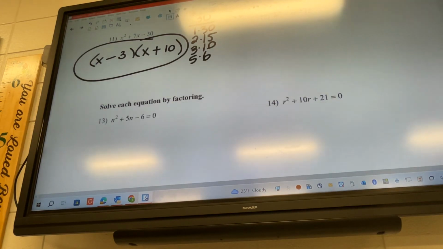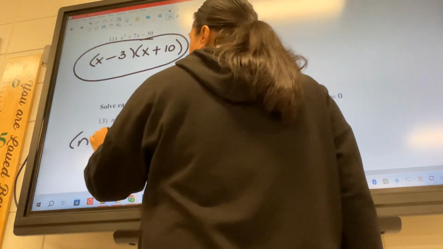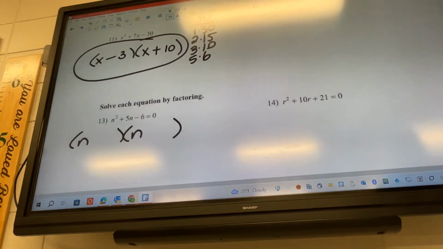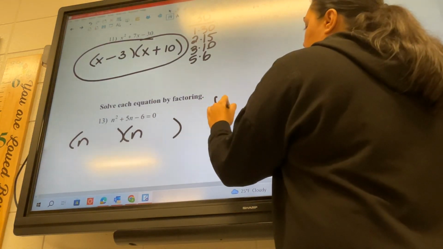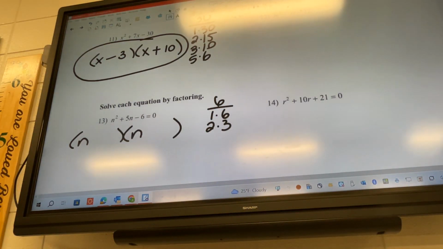Okay, 13, we're gonna draw our 2 parentheses. We got n and n. We're gonna make a list of what number? Number 6. Okay, so it's gonna be 1, 6, 2, 3. In this case, so we haven't fully talked about this, but what's different about this one?